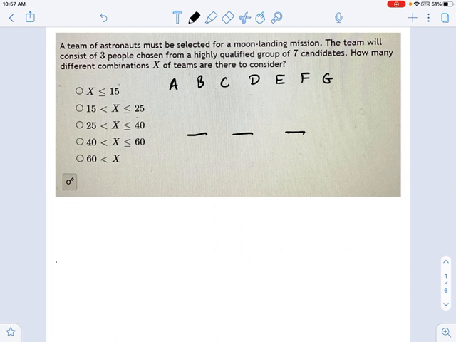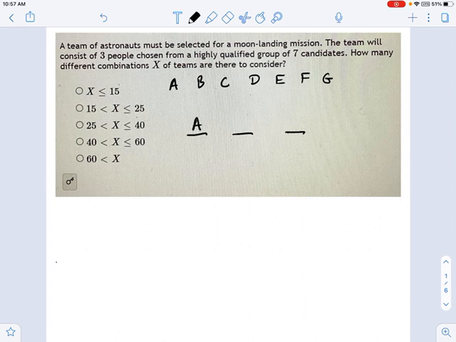Here are my 7 candidates, astronauts A through G. I'm sure I could draw some pictures to make this a little more personal for you, with this astronaut's got long hair, and that astronaut came from Australia or whatever. I don't care about that. Let's just call these astronauts letters A, B, C, D, E, F, G. Okay, there's 7 astronauts.